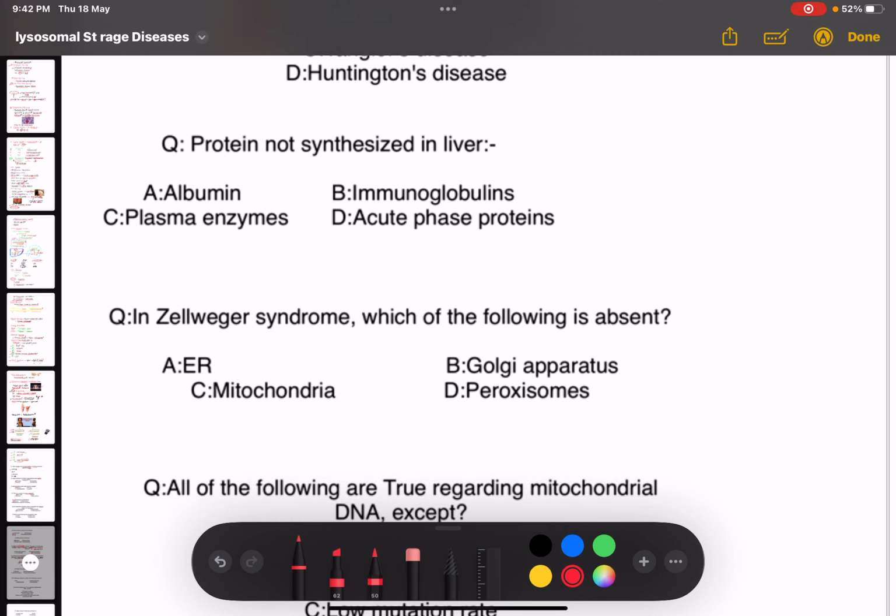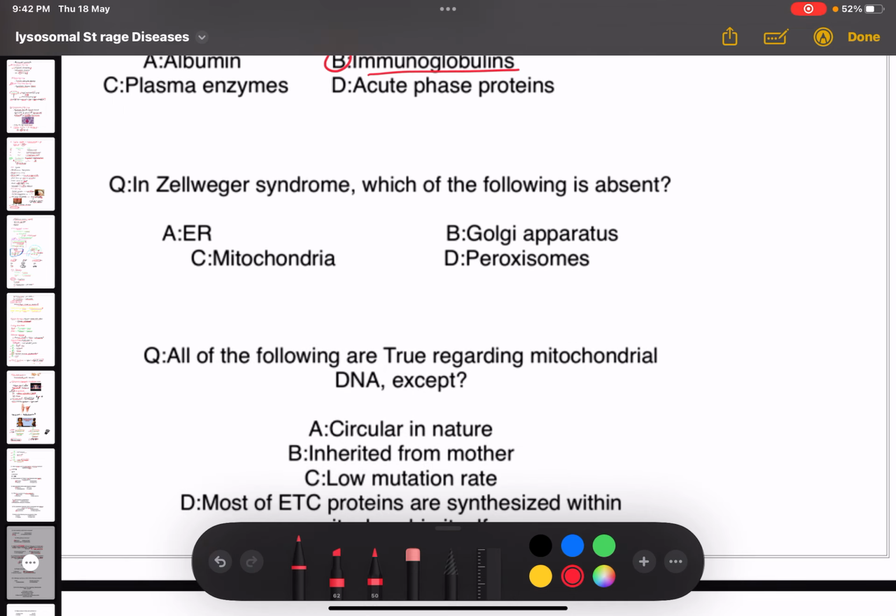Protein not synthesized in liver: immunoglobulins are not synthesized in liver. Albumins, plasma enzymes, and acute phase reactants are synthesized in liver. Immunoglobulins are formed from the B cells or plasma cells. In Zellweger syndrome, peroxisomes are absent.